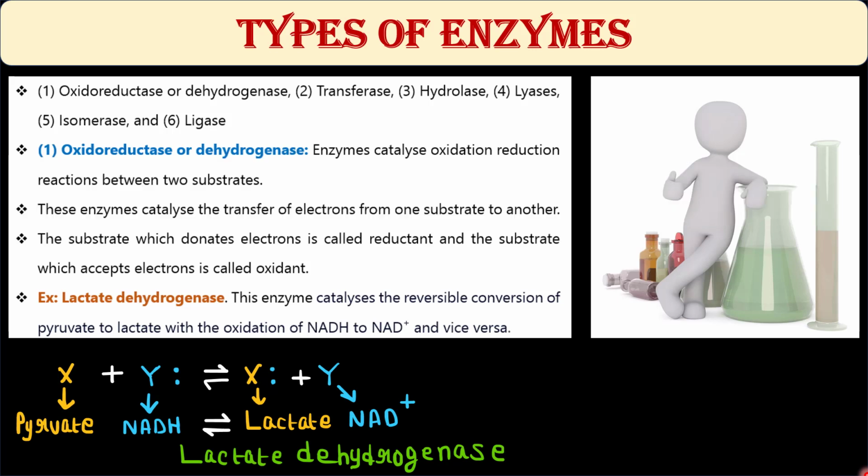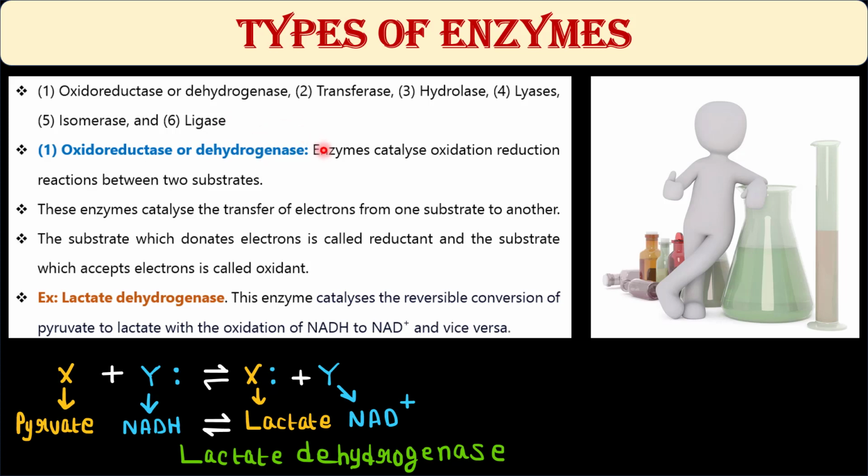So we can classify enzymes into 6 main classes: oxidoreductase, transferase, hydrolase, lyase, isomerase and ligase. So we will talk about them one by one. First is oxidoreductase or dehydrogenase.